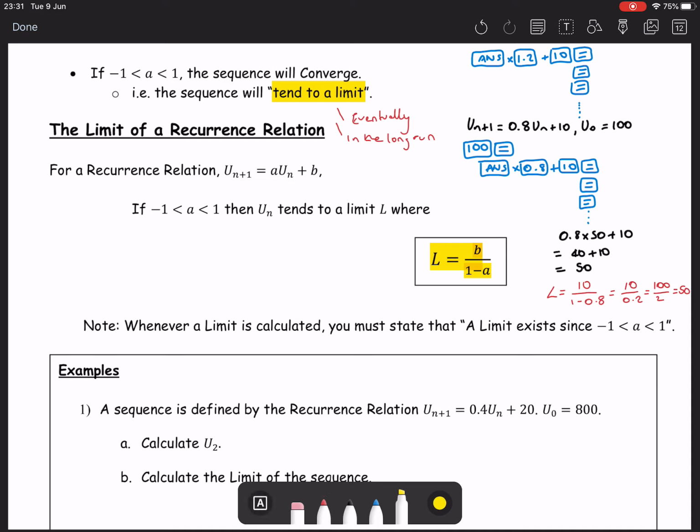Okay, a very important part of communicating your answer. When you use this calculation, to qualify that you're able to use the formula, we state this statement here: a limit exists because your a value is within the -1 and 1 parameters. That's stated every time that you work through a limit calculation.